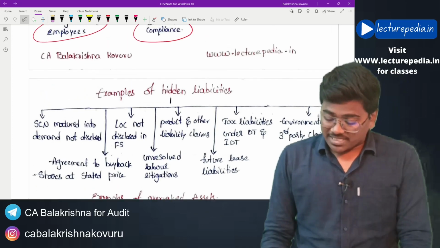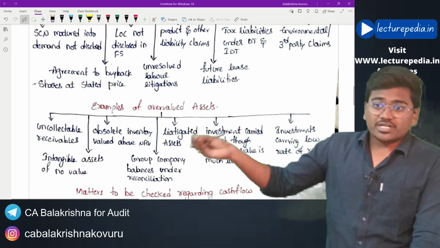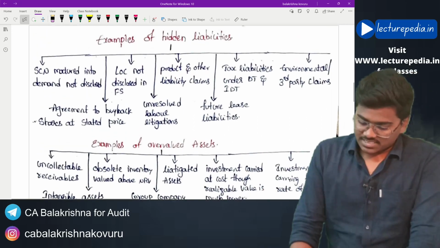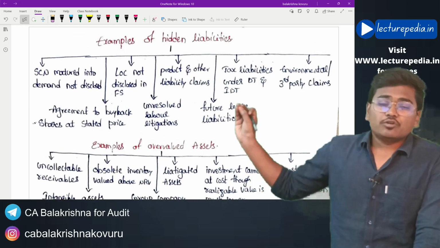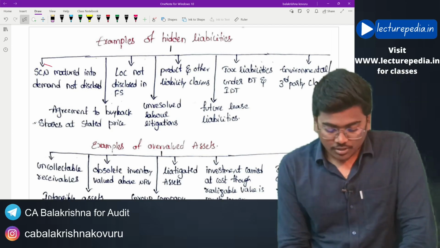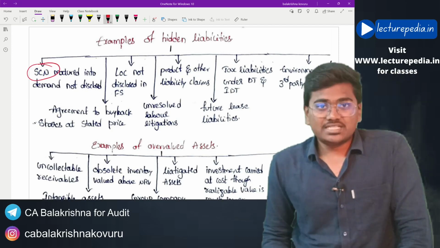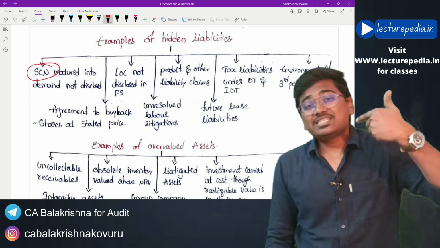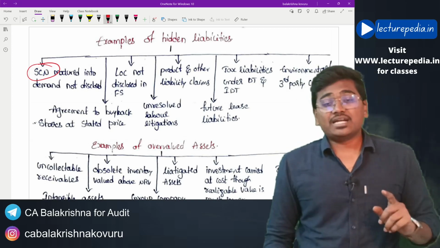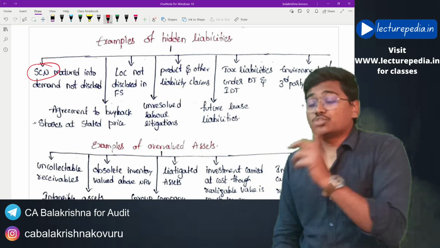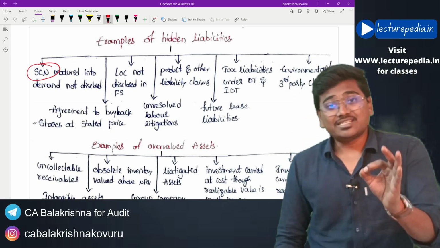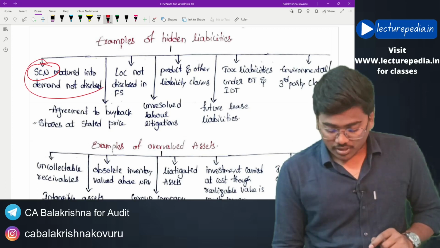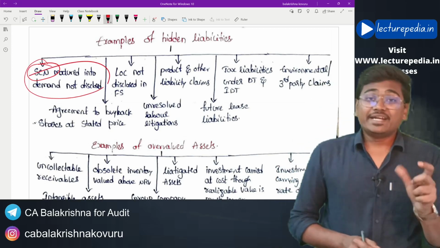So what could be examples of these hidden liabilities and overvalued assets? Coming to examples of hidden liabilities, whether any show cause notice was issued to the company, and whether such show cause notice has matured as demand and is not disclosed to the investor, whether any such issue is present. Okay, that would be the first example of hidden liability.